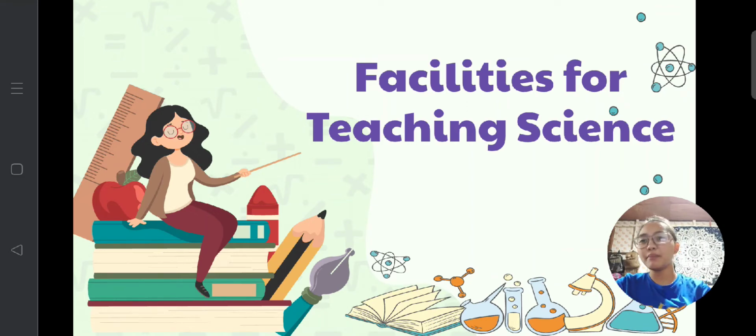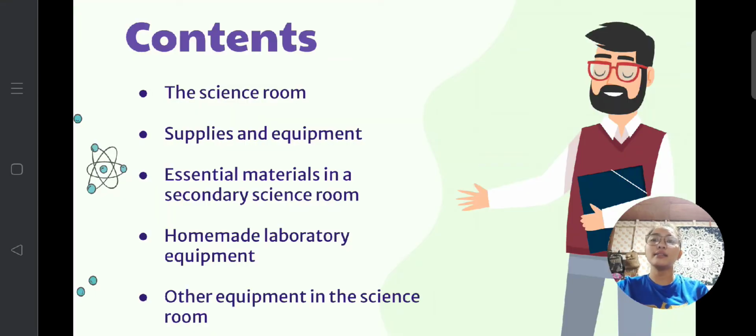I am Shalame Mihurada, and in this presentation we will talk about the facilities for teaching science. So here are the contents of this presentation. First, the science room, the supply and equipment. Next is the essential materials in the secondary science room, and then the homemade laboratory equipment, and lastly the other equipment in the science room.